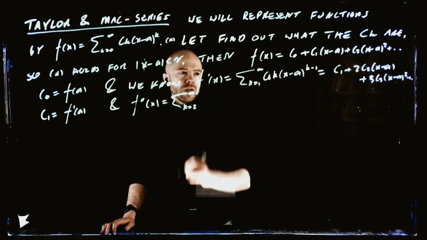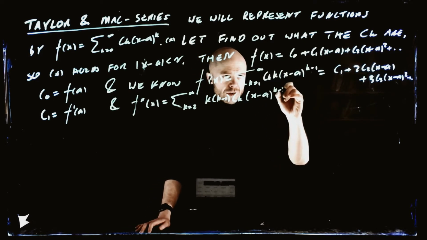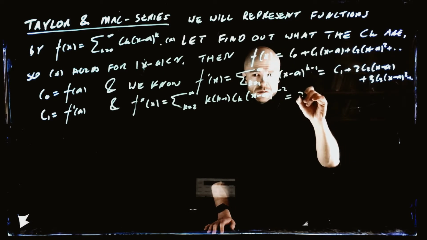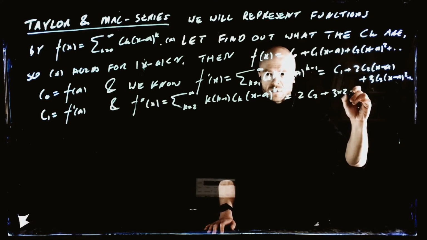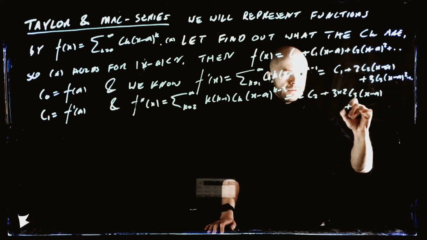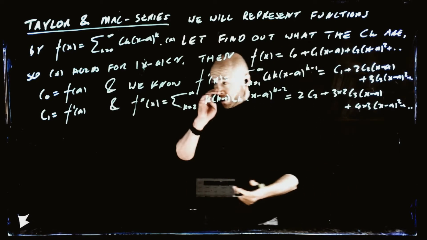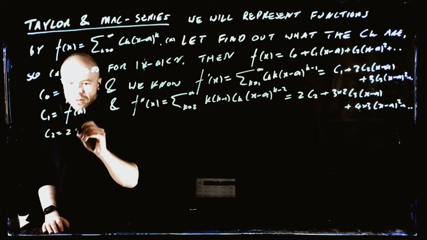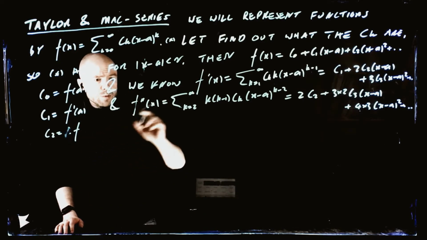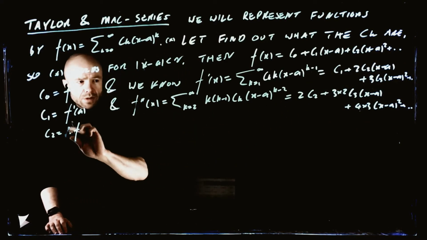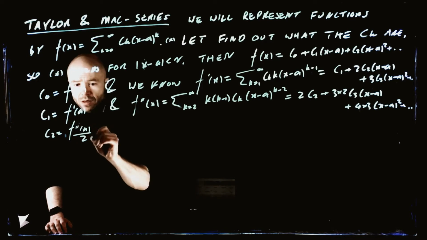And what happens? We're going to have the sum of k times (k minus 1) c_k (x minus a) to the k minus 2. And then the first term is 2 times c2. And then we're going to have 3 times 2 times c3 (x minus a). And then we have 4 times 3 times (x minus a) squared, and so on, right? The same procedure: stick in x equals a, and we learn that f double prime of a is equal to 2 c2. So let us divide by 2, and we have that c2 is equal to f double prime of a over 2. Okay, let's do it again.